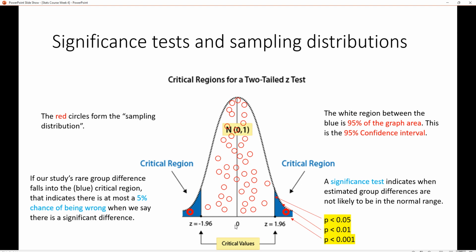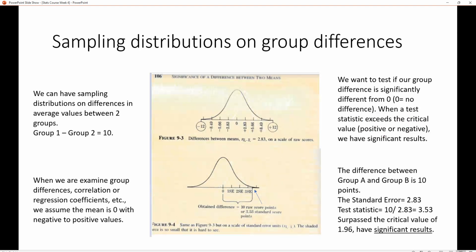So also we have values of 0 for correlation coefficients and regression coefficients. And just to reiterate, we are looking at sampling distributions on group differences. In these two graphs, they show differences between means in their hypothetical example. A value of 0 would indicate no difference, and 2.83 represents the standard error in that sampling distribution.